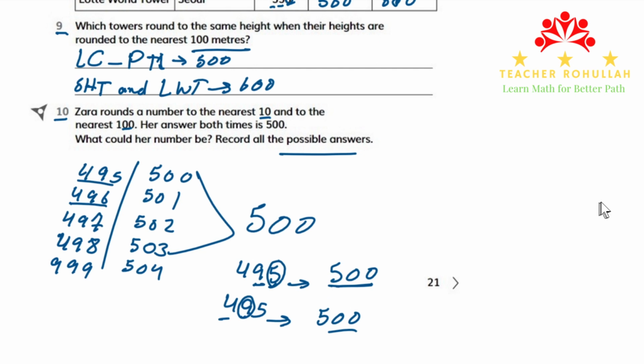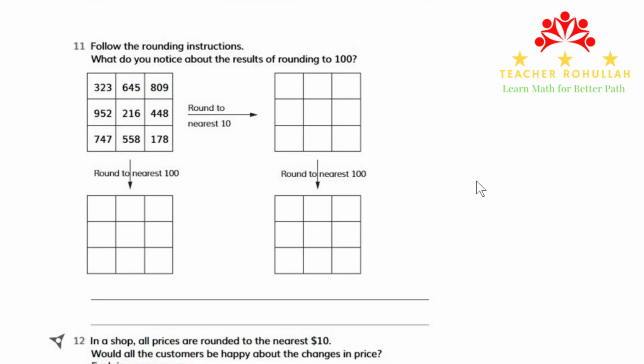We are done with question number 10. Let's now scroll down to move to question number 11. Okay, and question number 11, it says, follow the rounding instructions. What do you notice about the result of rounding to the nearest 100?